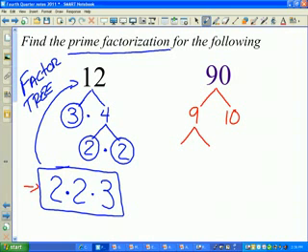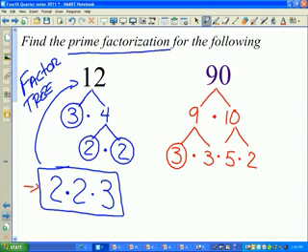So that means 9, that's a composite number. So that can be broken down to 3 times 3. Let me put the multiplication symbol there. And then 10 is also a composite number. Last time I checked, it was 5 times 2. So now 3, that's a prime number. 3 is a prime number. 5 is a prime number. And 2 is a prime number.